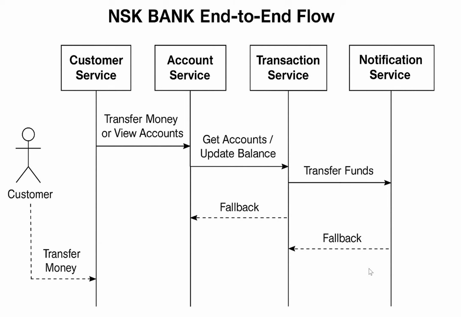Now, let's explain the flow, what exactly happens and how the application will execute. When a customer sends a request, let's say a customer is triggering the transfer of funds from his account to another account. Transferring money is an event. First, the customer service will be triggered. The request will reach the customer service. The customer service will check the type of request and delegate it to the account service.